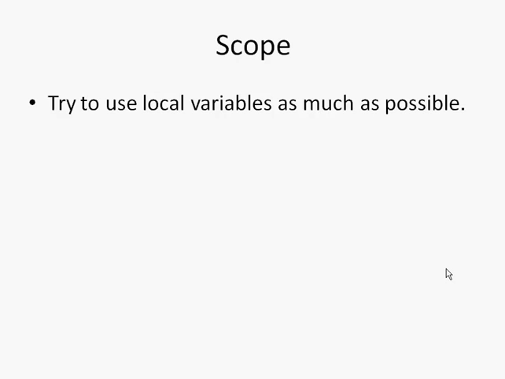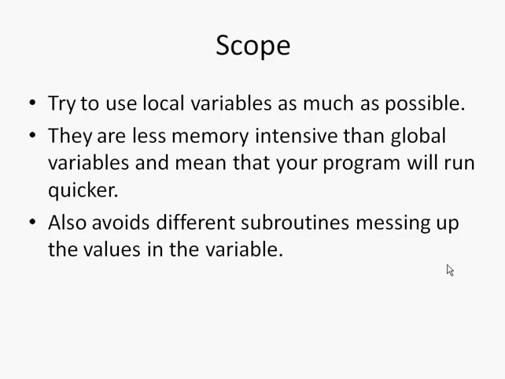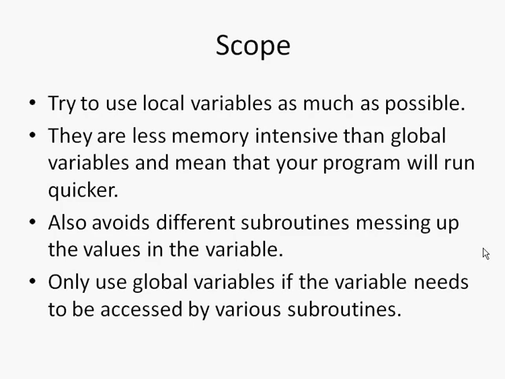Some tips on whether to use local variables or global variables. Try to use local variables as much as you can. They're less memory intensive than global variables, so if you use more local variables, it means your program will run quicker. Using local variables also avoids different subroutines messing up the value in that variable. Only use global variables if the variable needs to be accessed by various subroutines within your program.